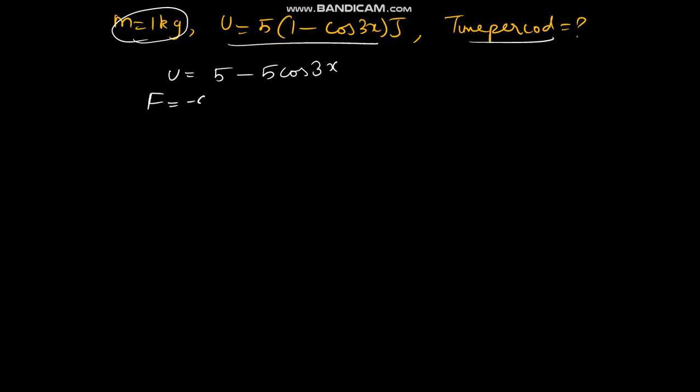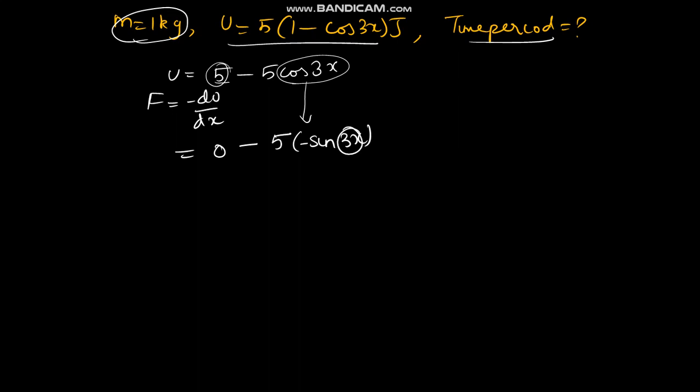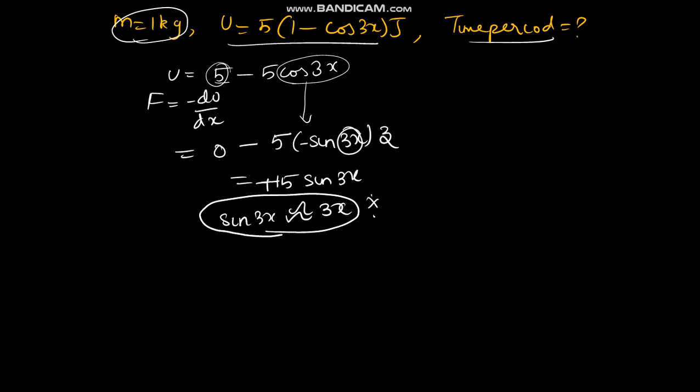We know that force is equal to minus dU by dx. If you differentiate this, the differentiation of 5 is 0, minus 5 into the differentiation of cos 3x. The differentiation of cos 3x is minus sin 3x, then the differentiation of 3x, which is 3. So which is minus 15 plus 15 sin 3x. Let us take sin 3x approximately equal to 3x. For this type of numericals you want to use this concept. This is the most important point you must remember.